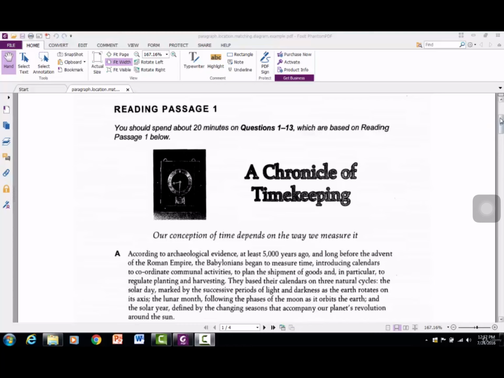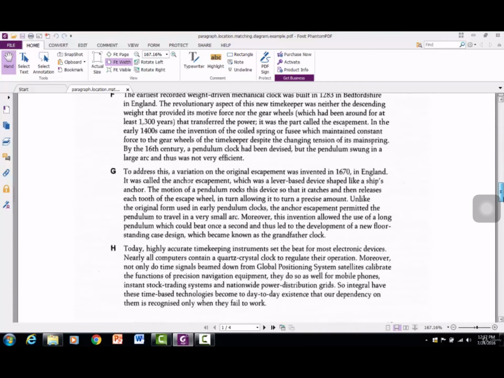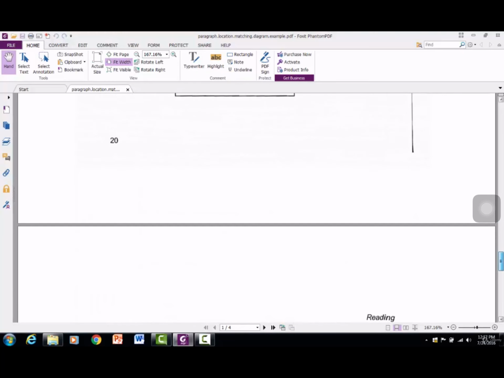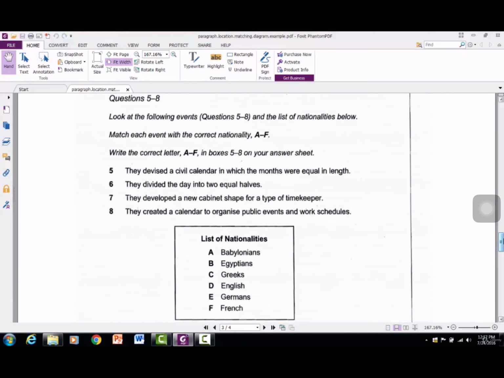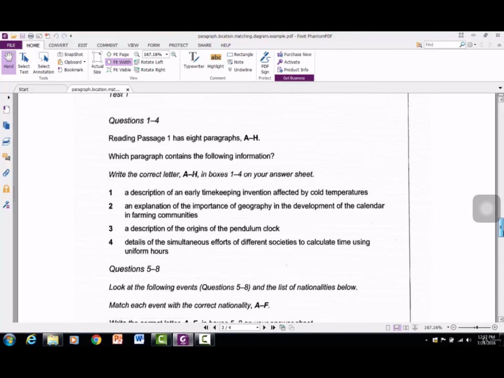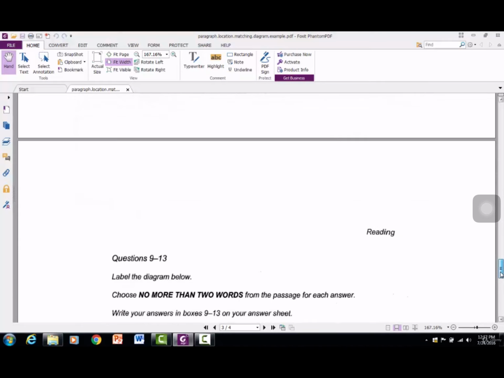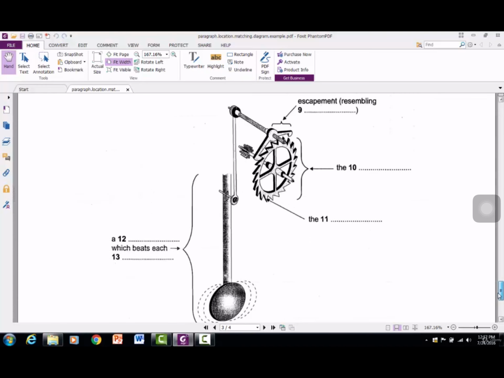All right, so let's look at a diagram question. We've seen this reading passage before because I used it to do a matching question, which we just learned earlier. We did this matching question right here earlier, and I explained also with this passage how to do the paragraph location question. We don't do it first. We do the matching and the diagram first, then go back to the paragraph location question. I explained that to you. All right, but here is our diagram right here.